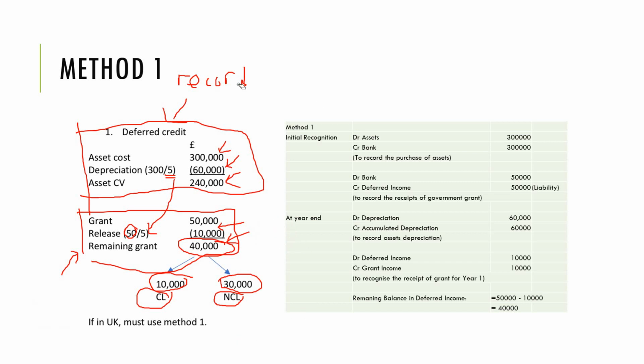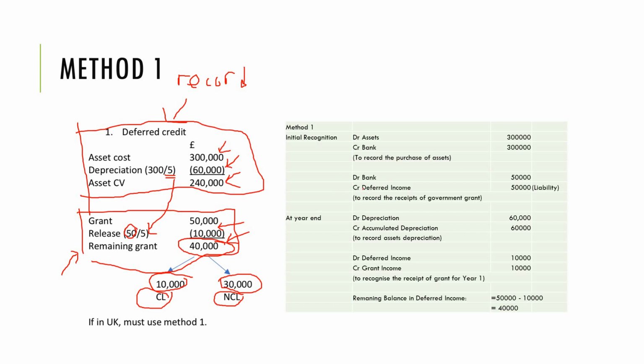Alright, in the initial recognition, when we buy the asset, you have to debit the asset by 300,000 and credit bank 300,000, assuming that we buy this asset using our bank account. Okay, so this is the first transaction. You have to recognize the purchase of the asset.